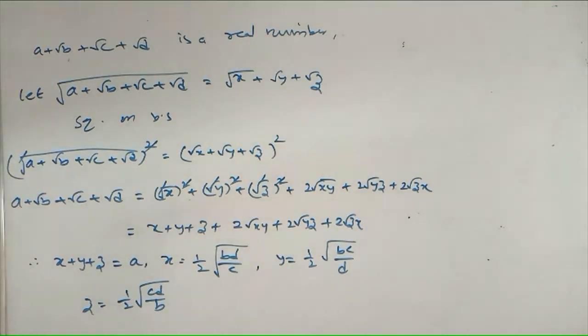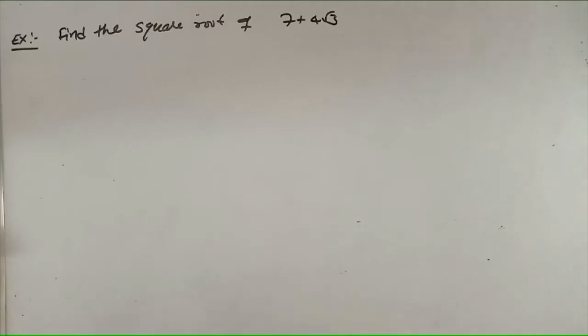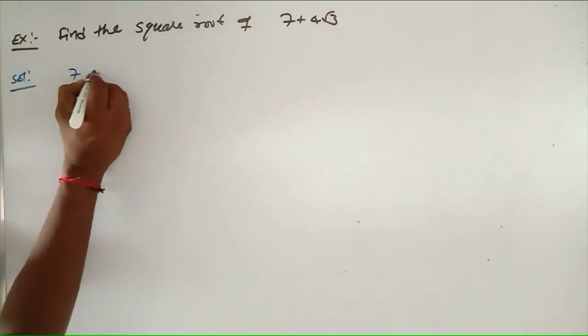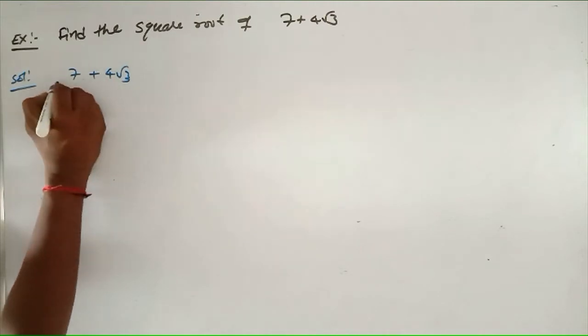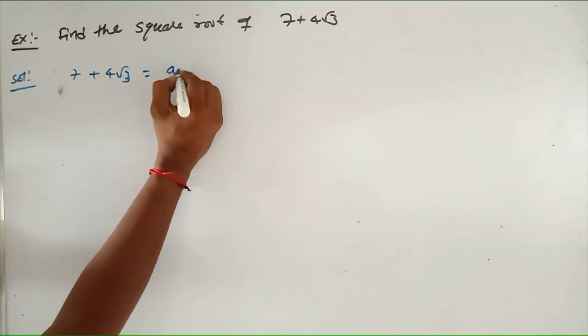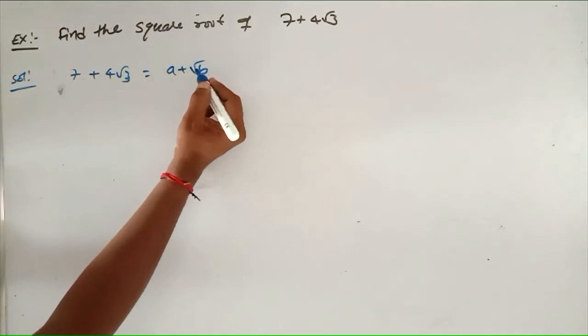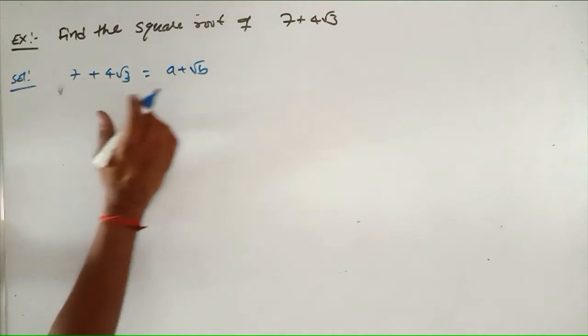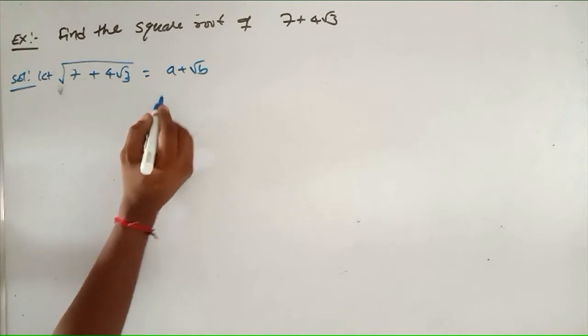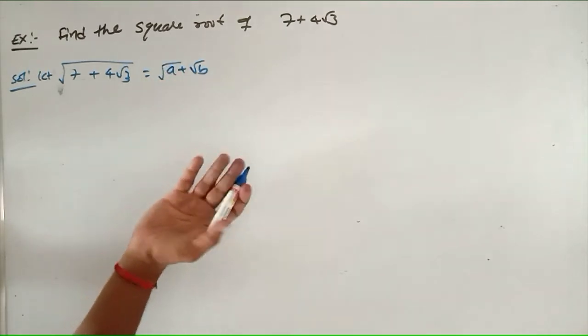Okay children, so based on this we will do some problems. See the example. Find the square root of 7 plus 4 root 3. So I have to find the square root of 7 plus 4 root 3. To find the square root, let the square root of 7 plus 4 root 3 be equal to root a plus root b, or root x plus root y, I am taking.